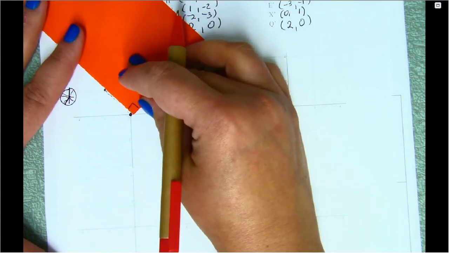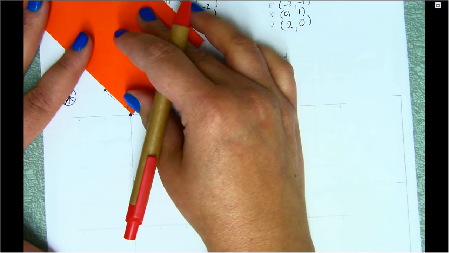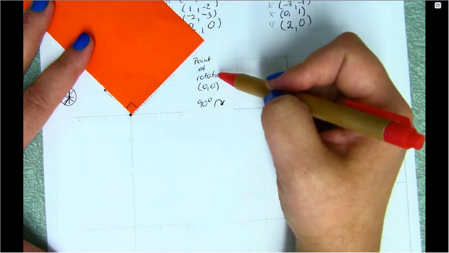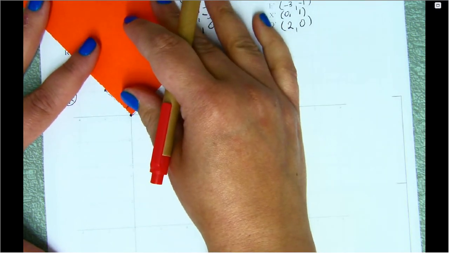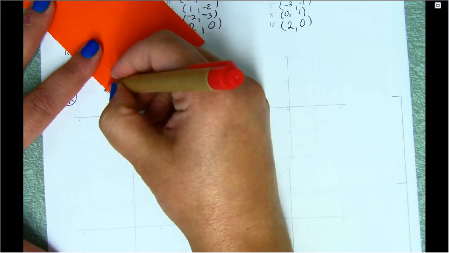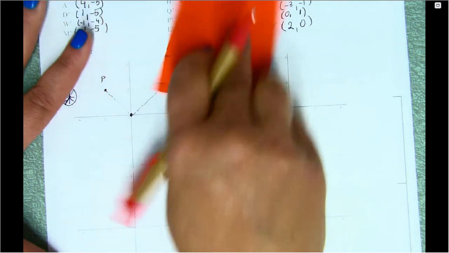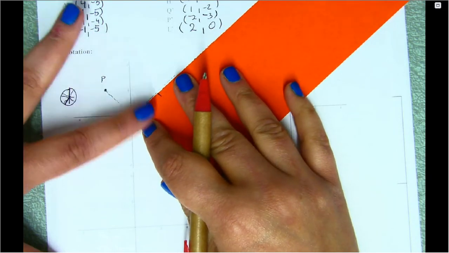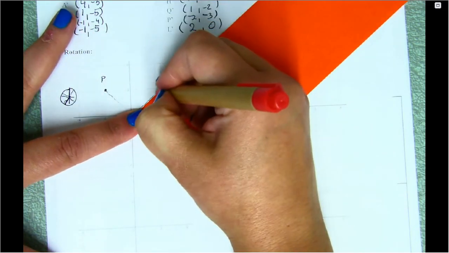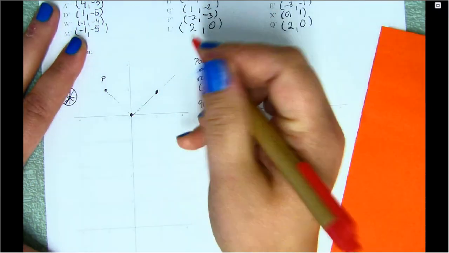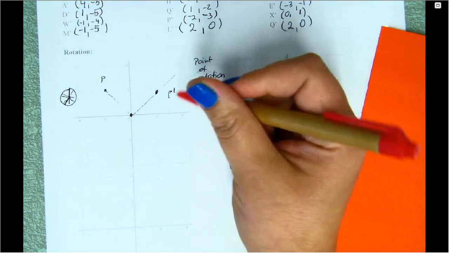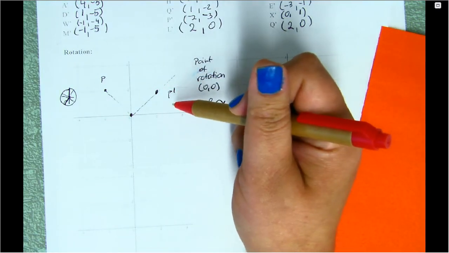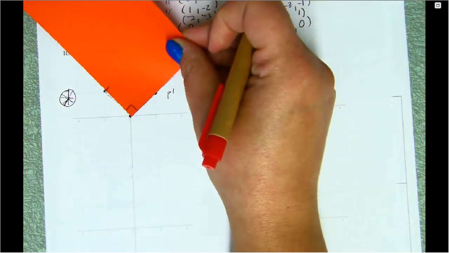So if you have a ruler, you can measure how far away that point is from your point of rotation. But if I don't have a ruler and I'm using a paper, I'm going to mark this, and I'm going to do the same thing on the other side. Okay, that is my point, P prime.